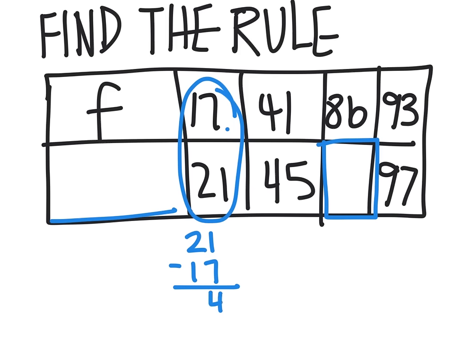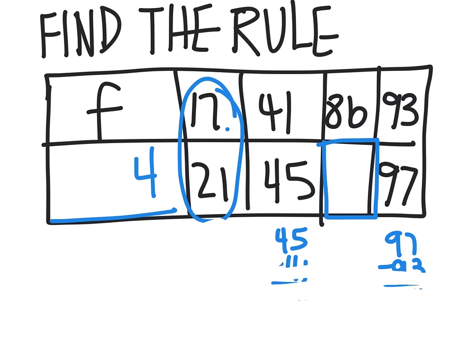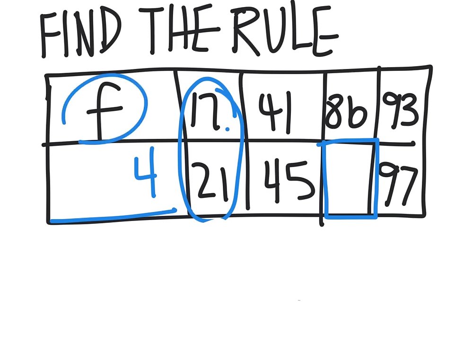I'm going to go ahead and see if I get 4 for the rest of the columns, and it looks like I do. 97 minus 93 is also 4. So my rule has something to do with the number 4. Remember, in your rule, the variable always comes first and the number comes second. So that's why I wrote that 4 over there towards the right. And like I said, your variables, so in this case, F is my variable, always comes first. So F and something with 4, I need to decide if that's plus or minus.